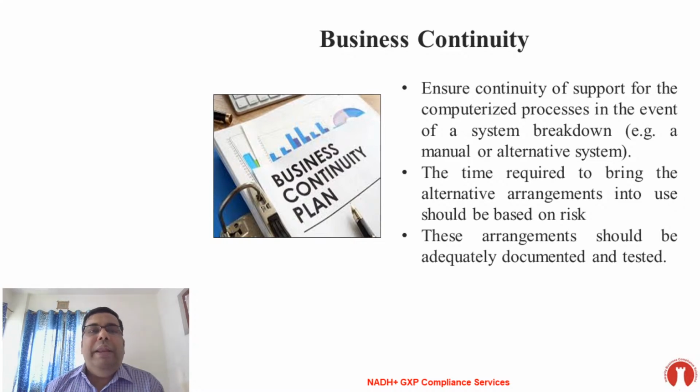The next is business continuity. Ensure continuity of support for the computerized processes in the event of system breakdown. The time required to bring the alternative arrangements into use should be based on risk. This arrangement should be adequately documented and tested. This is the requirement.